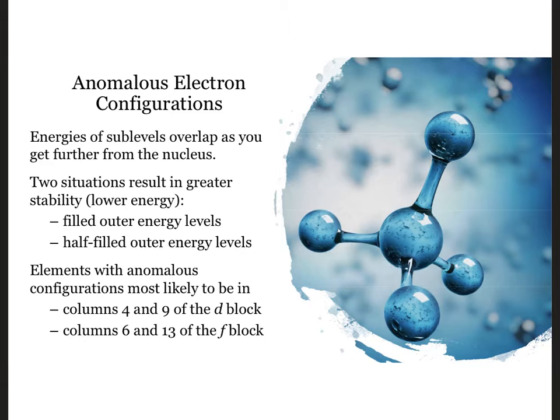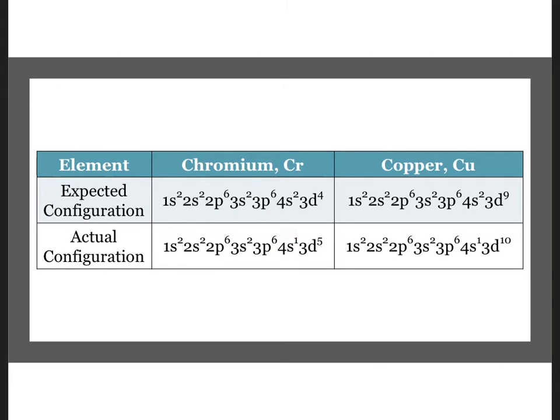The most likely culprits are the D block elements in the 4th and 9th columns and the F block elements in the 6th and 13th columns. Let's look at some D block examples. We expect chromium to have an electron configuration ending in 4s2 3d4, but if we slide one of the 4s electrons over to the 3d subshell, we achieve two half-filled subshells, which is lower in energy and what is observed.